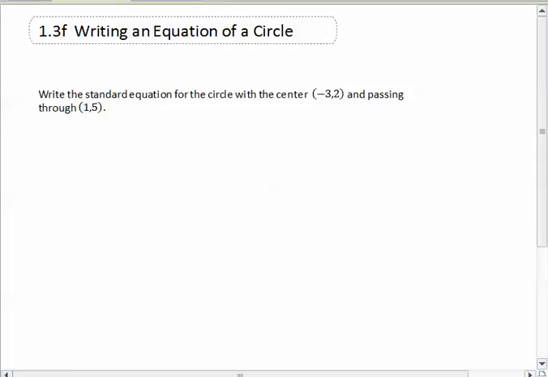We're going to take a look at writing an equation of a circle now, and if you haven't seen the previous video on sketching a circle, or graphing a circle, 1.3e, then I would recommend that you watch that first, but we're going to go ahead and build on that.